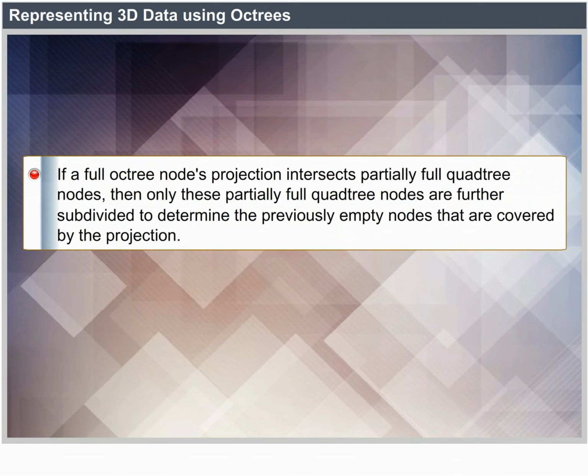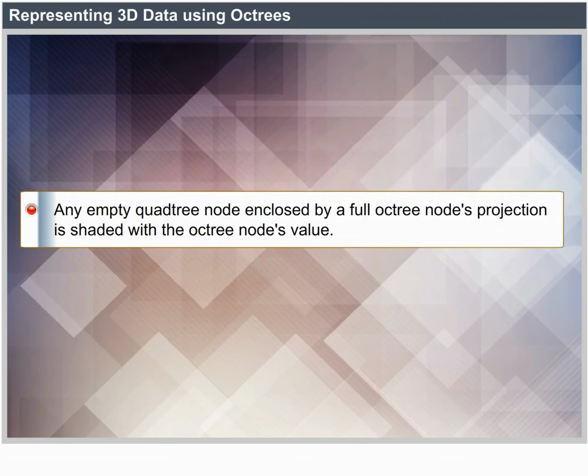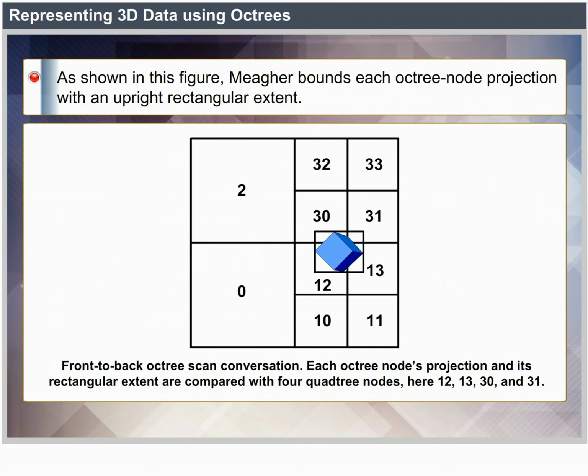If a full octree node's projection intersects partially full quadtree nodes, then only the partially full quadtree nodes are further subdivided to determine the previously empty nodes that are covered by the projection. Any empty quadtree node enclosed by a full octree node's projection is shaded with the octree node's value. As shown in this figure, Meagher bounds each octree node projection with an upright rectangular extent. Front-to-back octree scan conversion: each octree node's projection and the rectangular extent are compared with the four quadtree nodes, here 12, 13, 30 and 31.